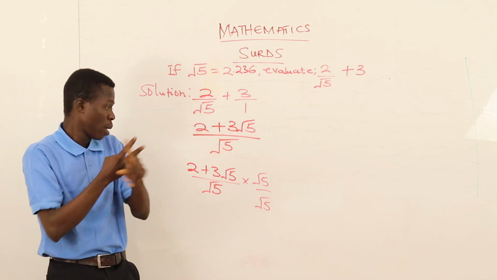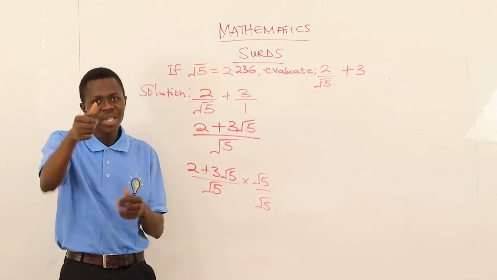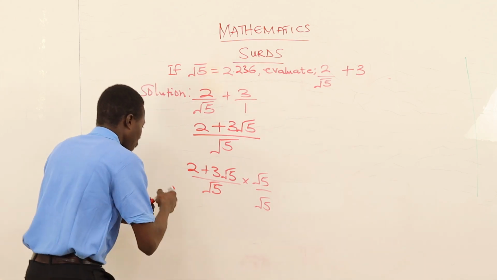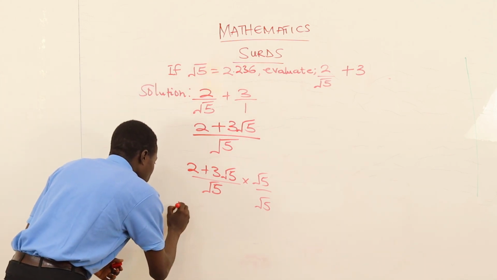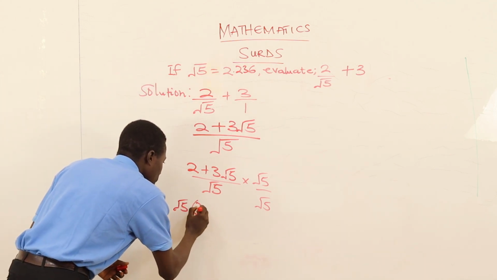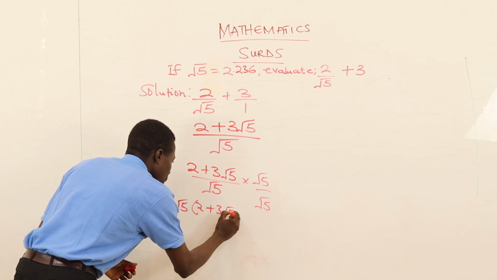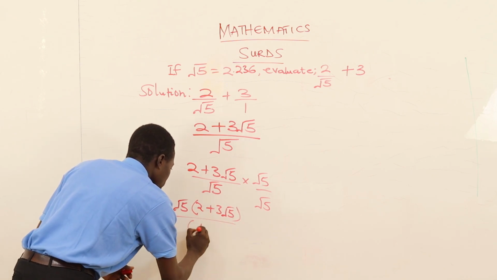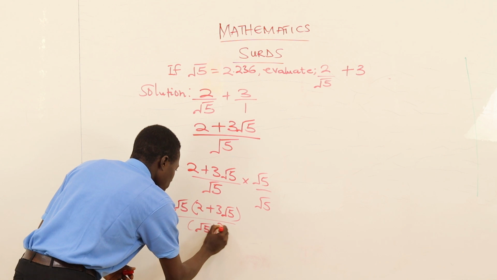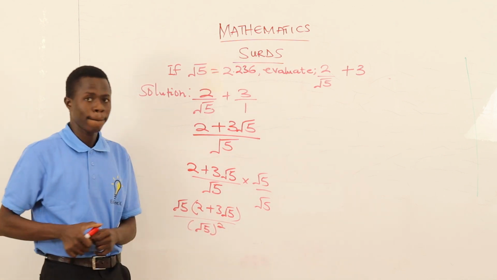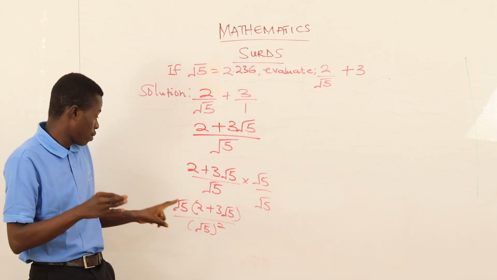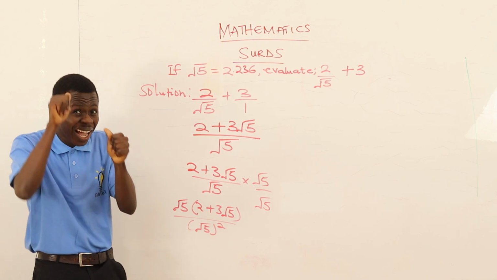And again, you know that the numerator will multiply the whole expression, 2 + 3√5. So let's write that. So we are going to have √5 multiplying (2 + 3√5), then all divided by (√5)².